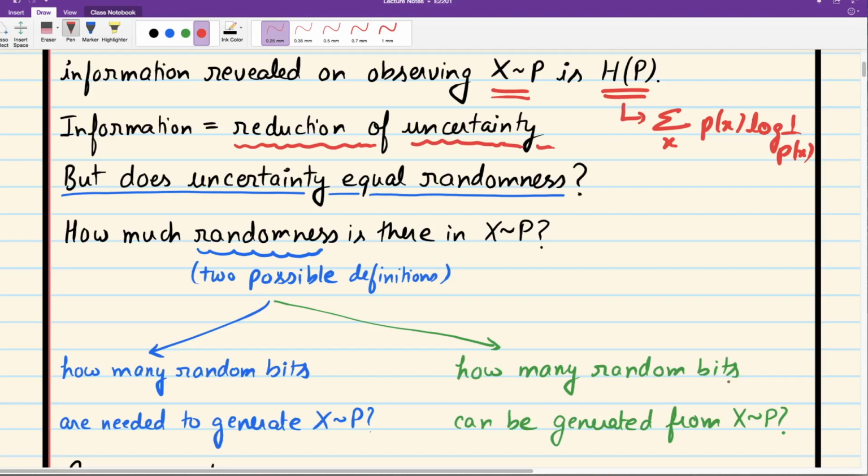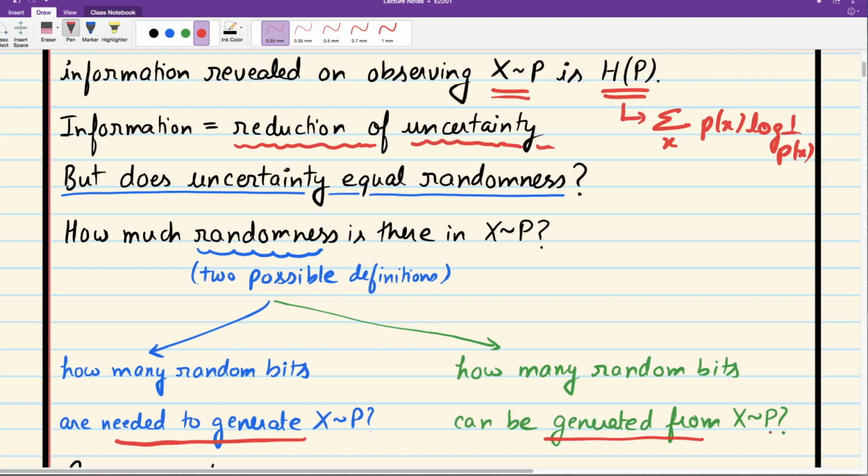Alternatively, we can think of this definition in green. How many random bits can be generated from this random variable x? So how many independent random bits can you extract out of this random variable x? So this is sort of the input: you give random bits as input to a function, and it gives a sample from this distribution as the output. Here, what we are asking is, you take x as an input and output random bits. How many bits can be extracted out of this x?